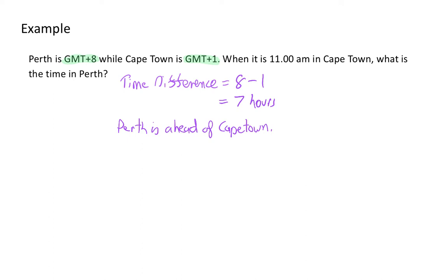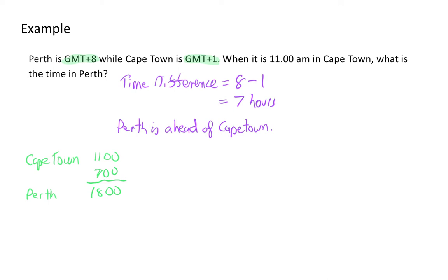To do that calculation, I find it's good to use 24-hour time. I've got Cape Town, whose current time is 11 o'clock AM, so 1100 hours, and then I want to add 7 hours onto that. So 700 gets me a total of 1800 hours, which is the time in Perth. So when Cape Town is at 11 o'clock, Perth is going to be at 1800 hours.